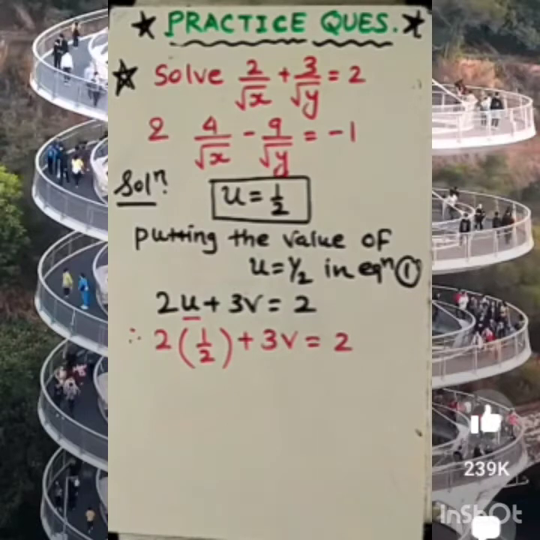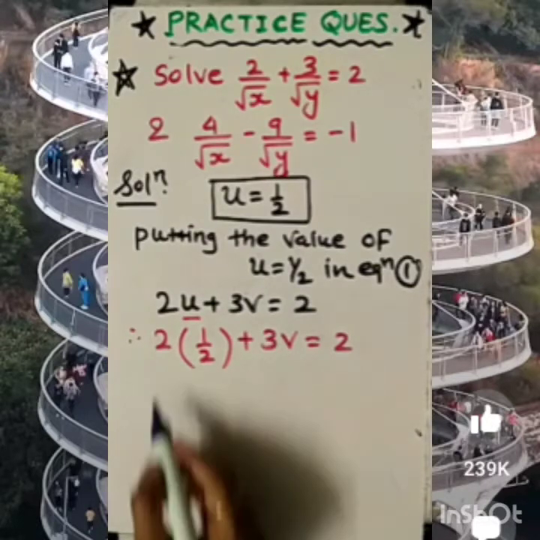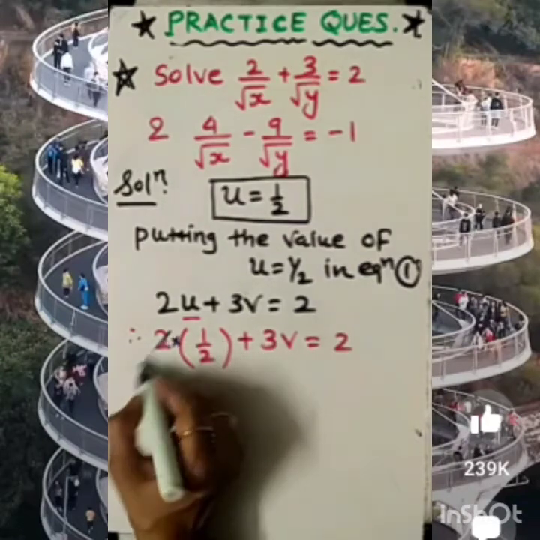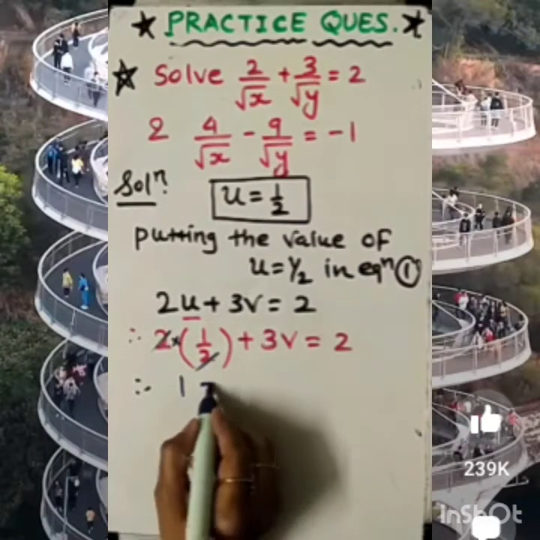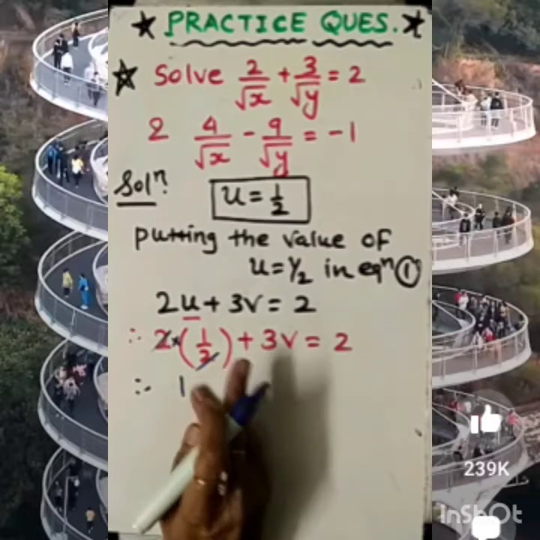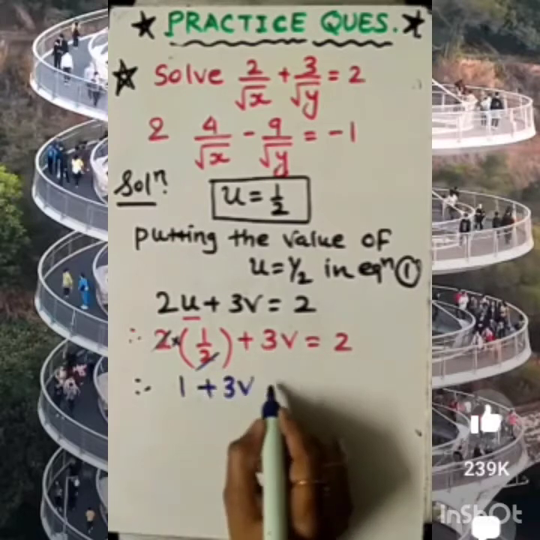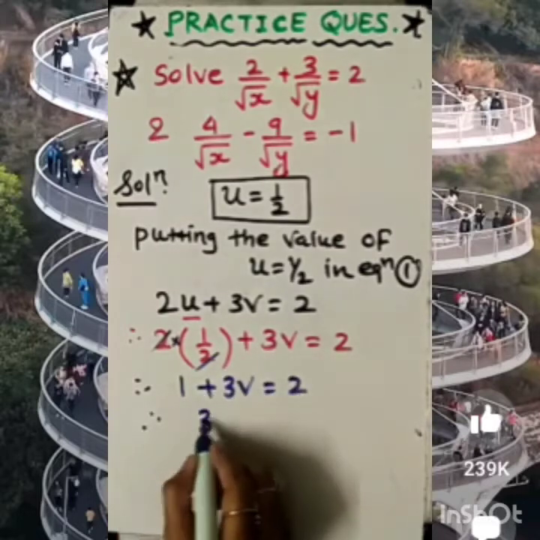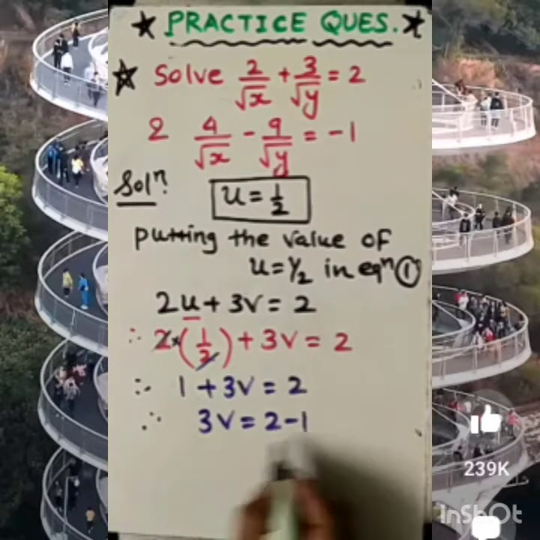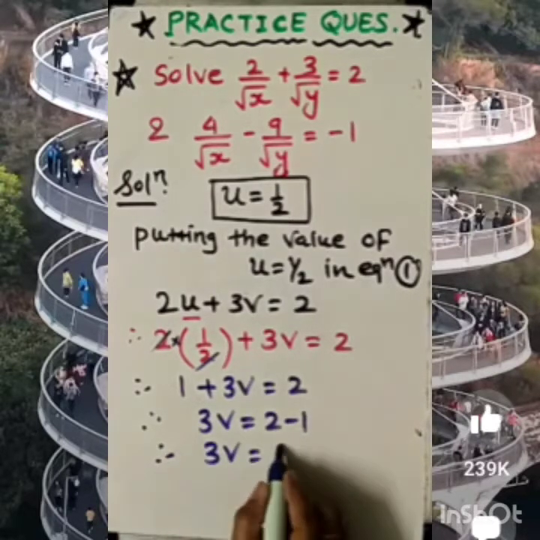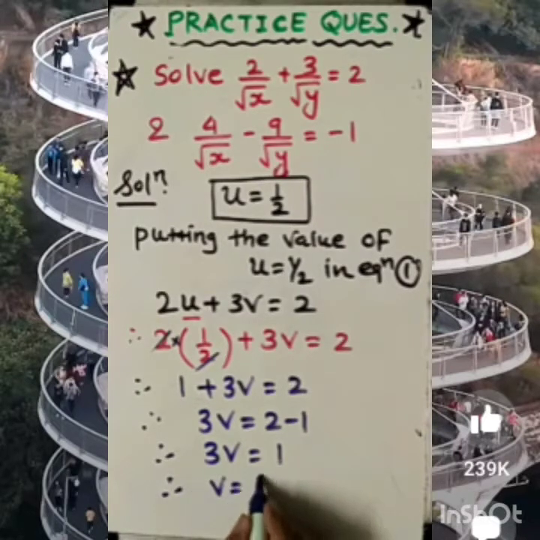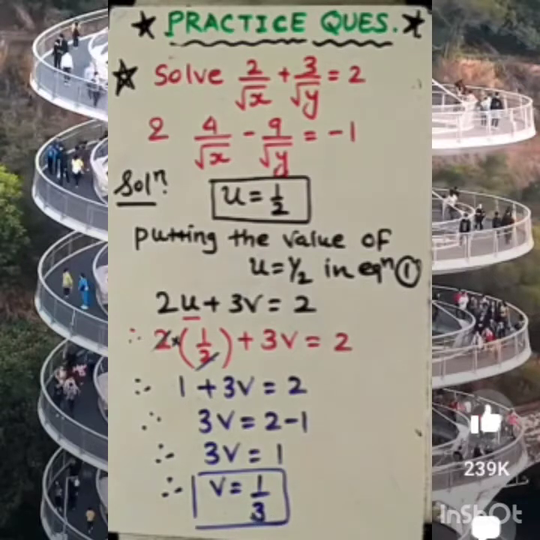Here. So let's multiply. Sorry. 2 into 1/2, there is product sign between them, so 2 will be cancelled, so 1 will be left only. So 1 plus 3v equal to 2. Therefore 3v equal to 2 minus 1. Therefore 3v equal to 1. Therefore value of v equal to 1 upon 3. Fine. So dear student, this is the value of v, that is 1 by 3. Finally, we got the value of u and v.